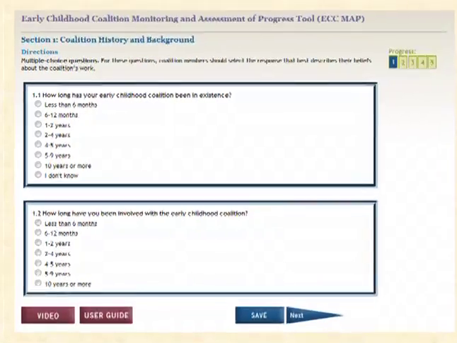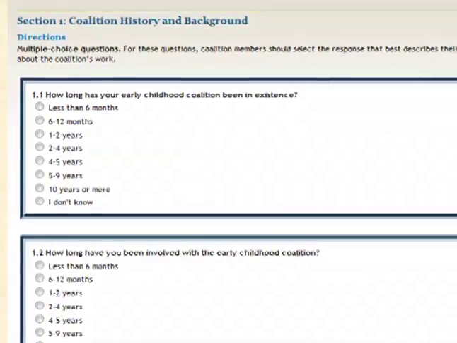In order to track progress, the ECC MAP should be administered on a regular basis. For the Pathways project, coalitions will complete it when they begin participating in the project and again in September. After the coalition's participation in the project is complete, we recommend that coalitions complete the ECC MAP on a quarterly basis.